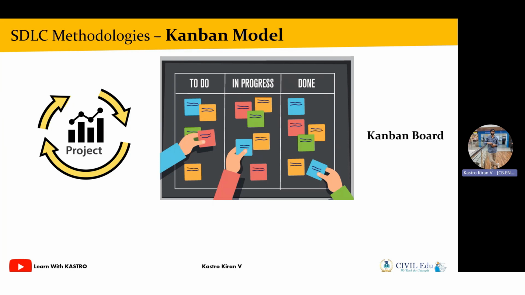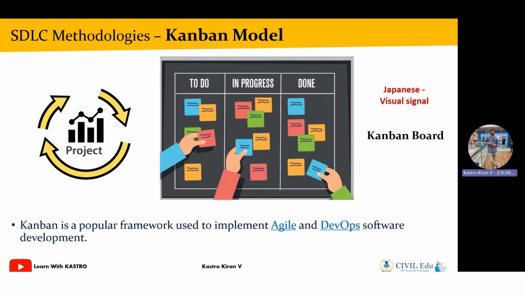The cards that we place in the Kanban board are called Kanban cards. Kanban is adopted from a Japanese word which represents a visual signal. Kanban is a framework that is used to implement the agile and DevOps software development process. One thing we need to understand is that Kanban is not a part of the software development lifecycle methodologies. It is a framework used to implement the agile development process and also the DevOps software development process.